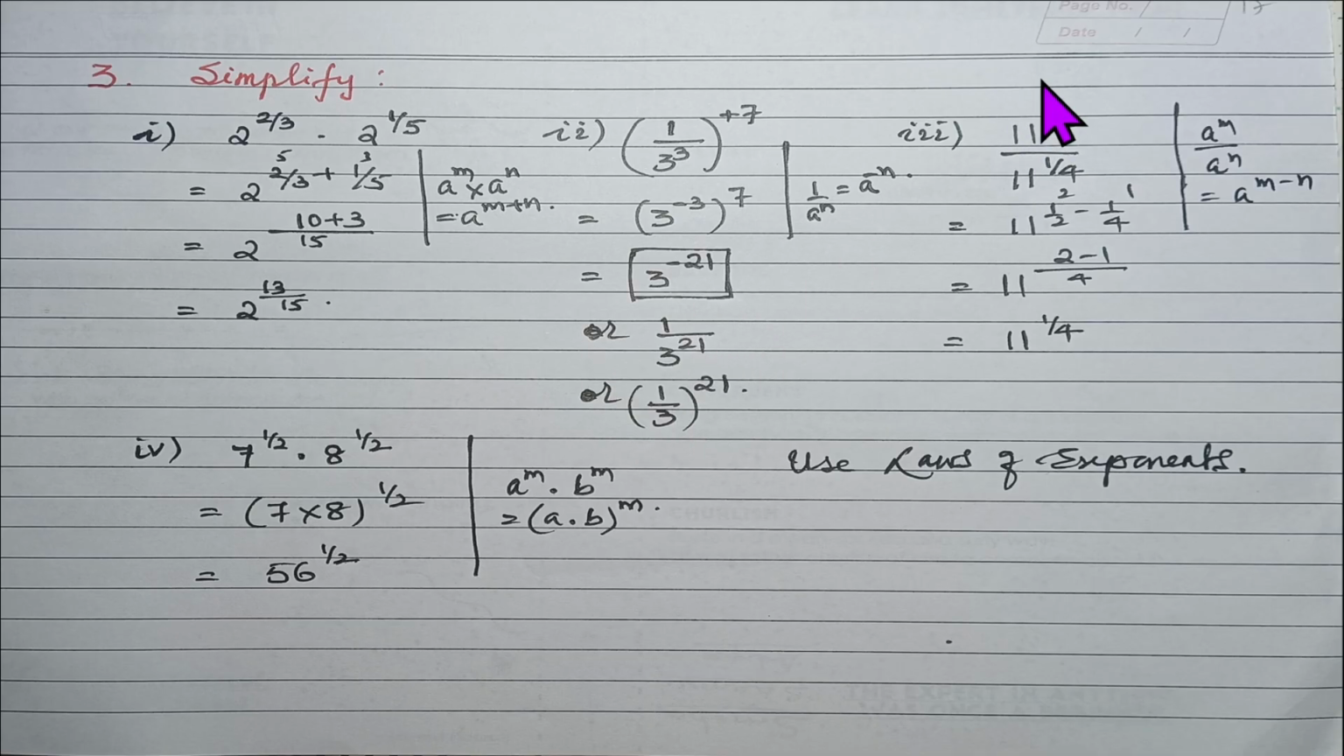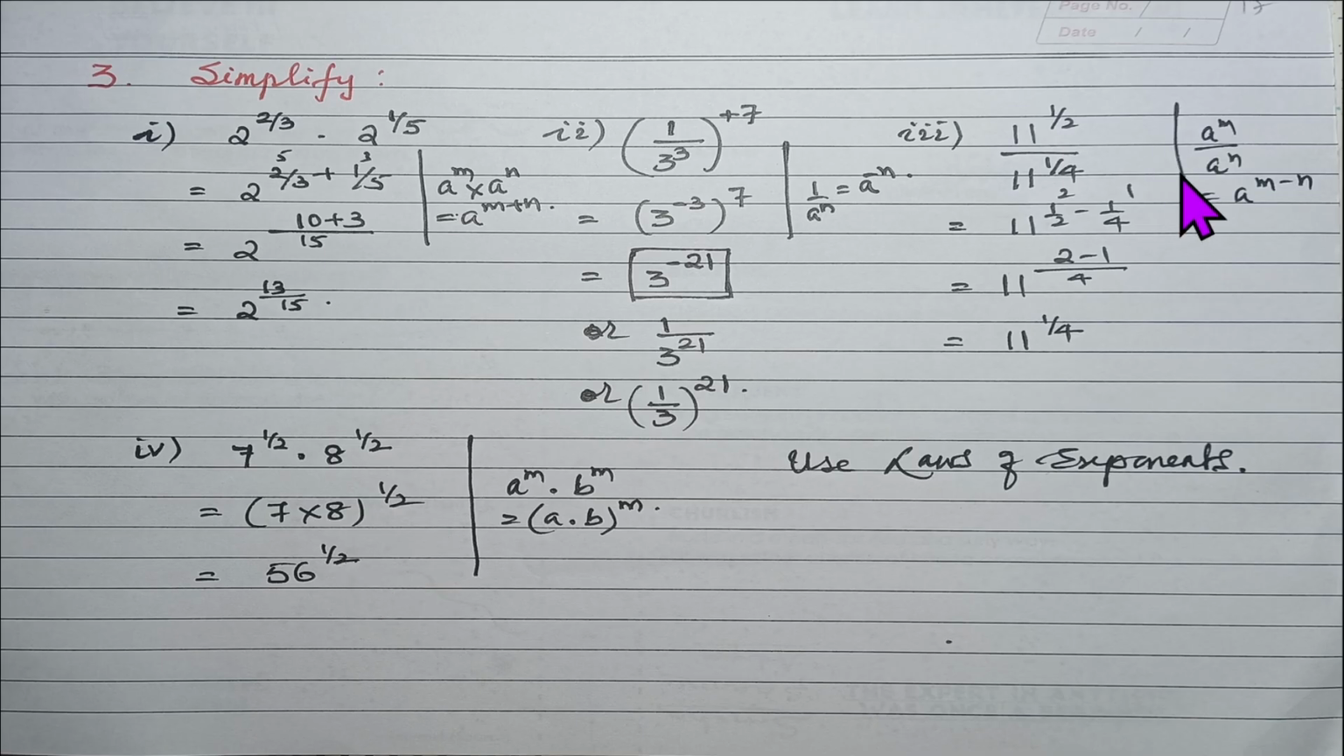Now the third example, 11 raised to half divided by 11 raised to 1 by 4. The base is the same, the powers are different, so we can use the law a raised to m by a raised to n is a raised to m minus n, and therefore it is 11 raised to half minus 1 by 4. Taking LCM 4, 2 minus 1, and 11 raised to 1 by 4 is the answer. Now the next example is 7 raised to half into 8 raised to half. Applying the law, a raised to m into b raised to m is a into b raised to m, therefore 7 into 8 raised to half, that is 56 raised to half.